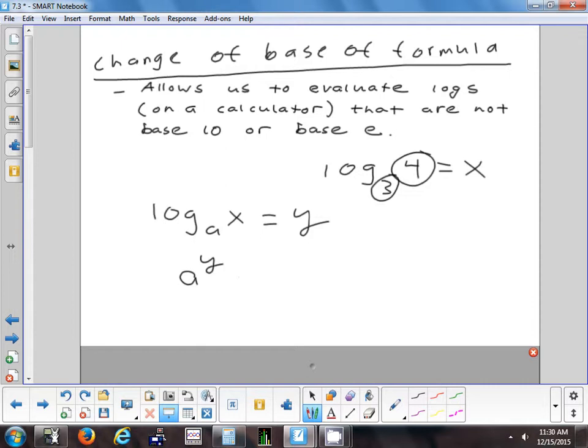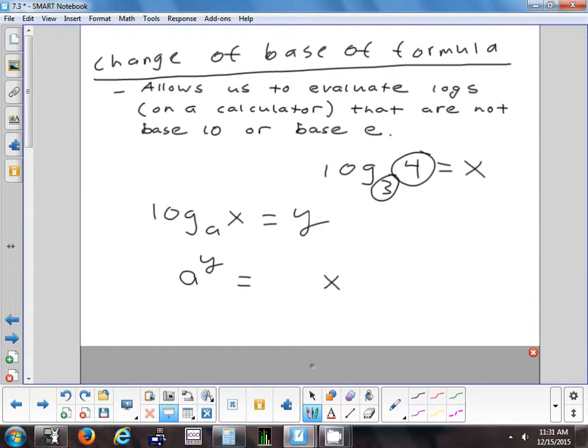A to the y equals, leave a little bit of space, and put x. Okay. Any questions on that? Now the next thing we're going to do, this is a trick you haven't seen before, but it's going to come up a couple times this week.